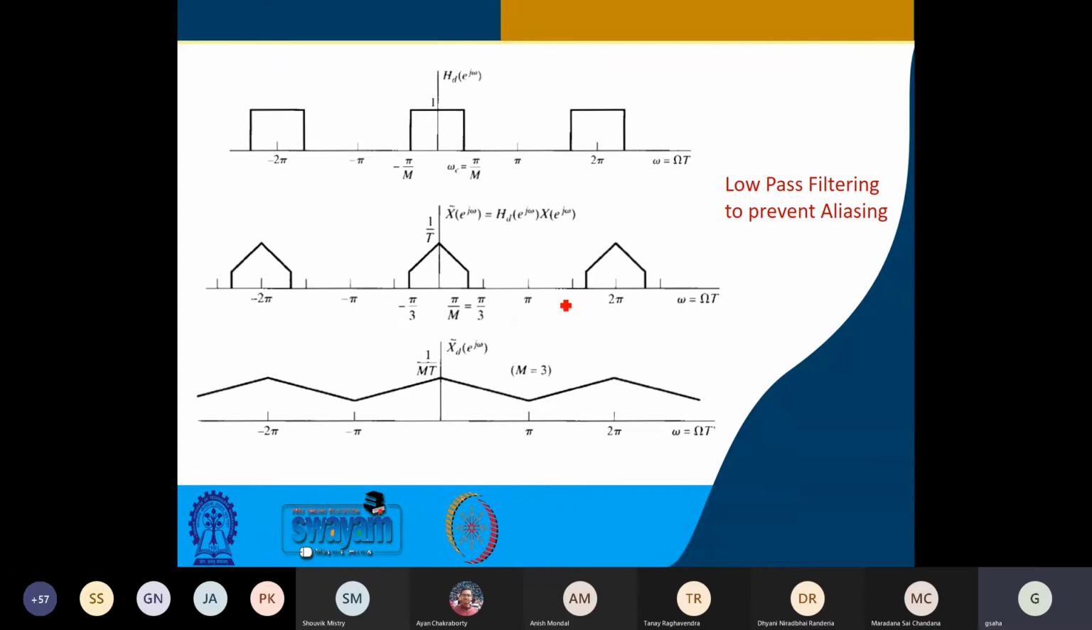And the solution, if you are looking for downsampling by a factor of N, is to pass the original signal through a low pass filter with cutoff frequency pi by M in the radian scale. Okay. So this is an ideal low pass filter, but if it is not ideal, something will be there, but that is a different issue.